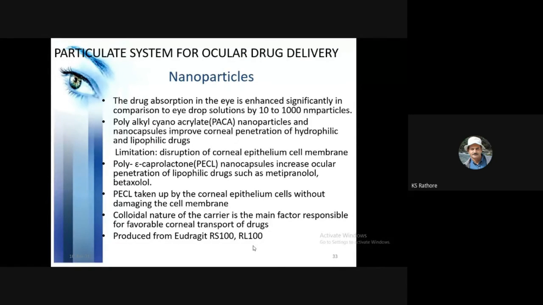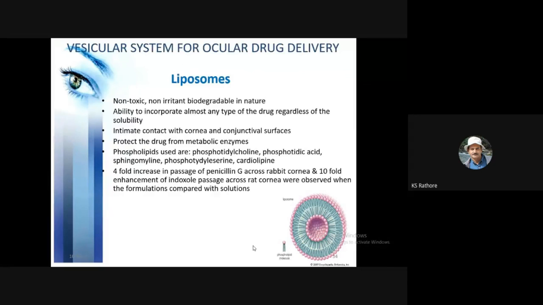Different chemicals, or different compositions of polymers like polyethylene glycols and polyalkylcyanoacrylates, known as PACA, nanoparticles and nanocapsules improve corneal penetration. With the help of nanoparticles, corneal penetration is increased. Both hydrophilic and lipophilic drugs can be used with this. The limitation is the disruption of the corneal epithelium cell membrane.